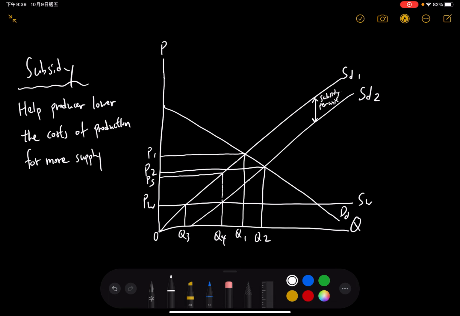So they are actually receiving at the price of PS in this case, at the quantity of Q4. Since the market is running at the price of PW, the consumers will still consume at the quantity of Q5 right here, just like when you have free trade, because when the consumers see the price at PW, this is the quantity demanded that they would like to consume.